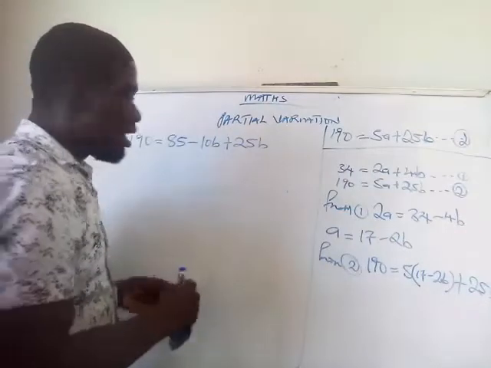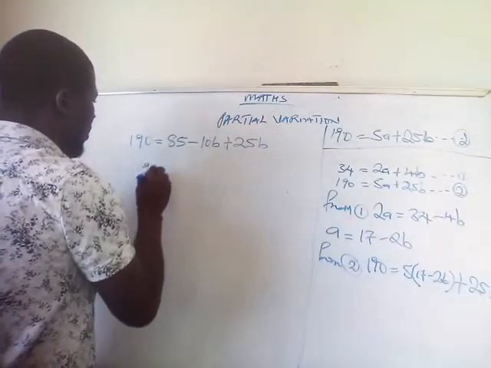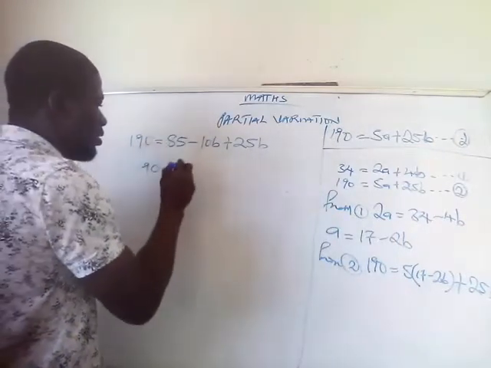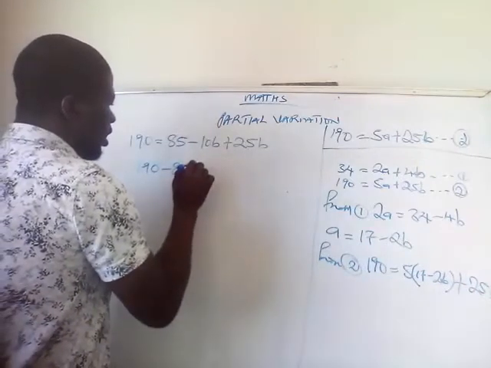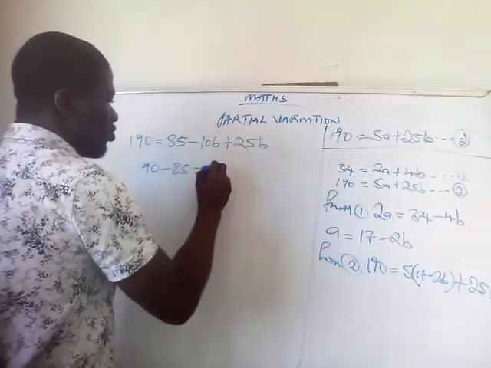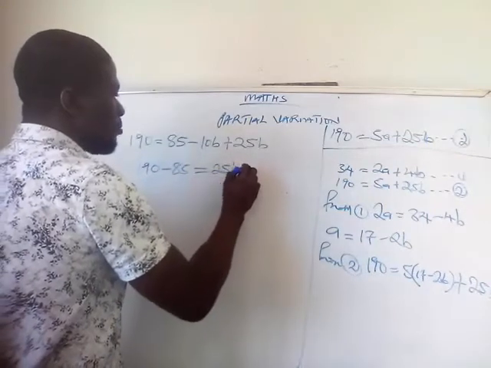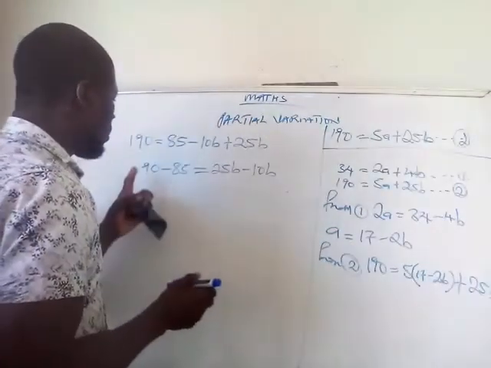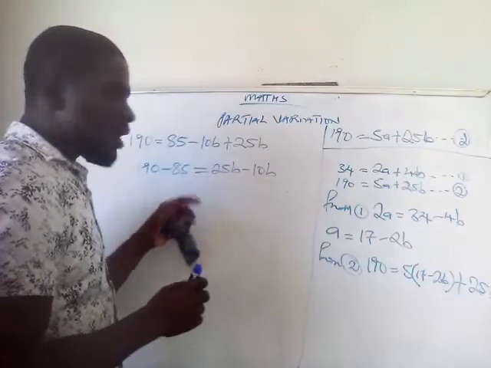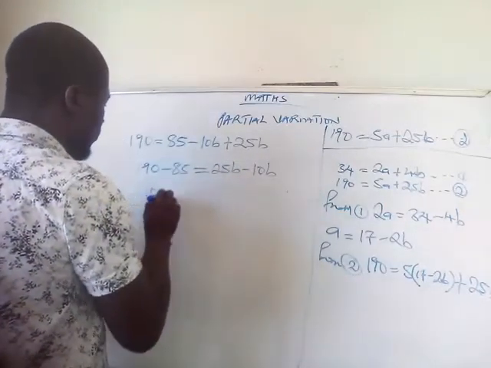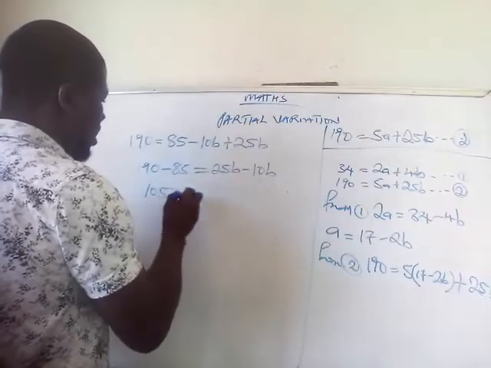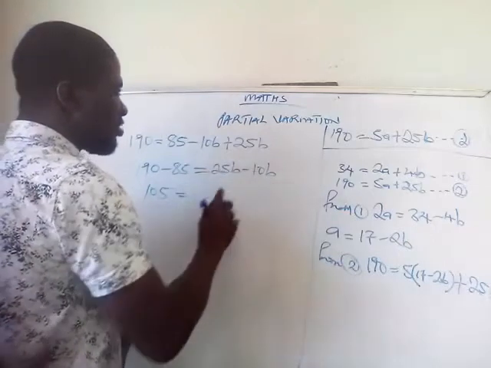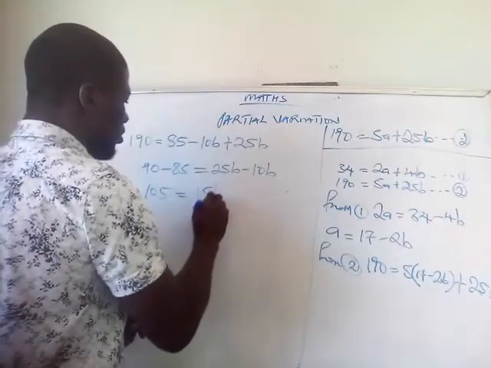So if we collect like terms now, we have 190 minus 85, since it's crossing the equal sign to meet the other one, equal to 25B minus 10B. So 190 minus 85 will give me 105. 105 equal to this. 25B minus 10B will give me 15B.